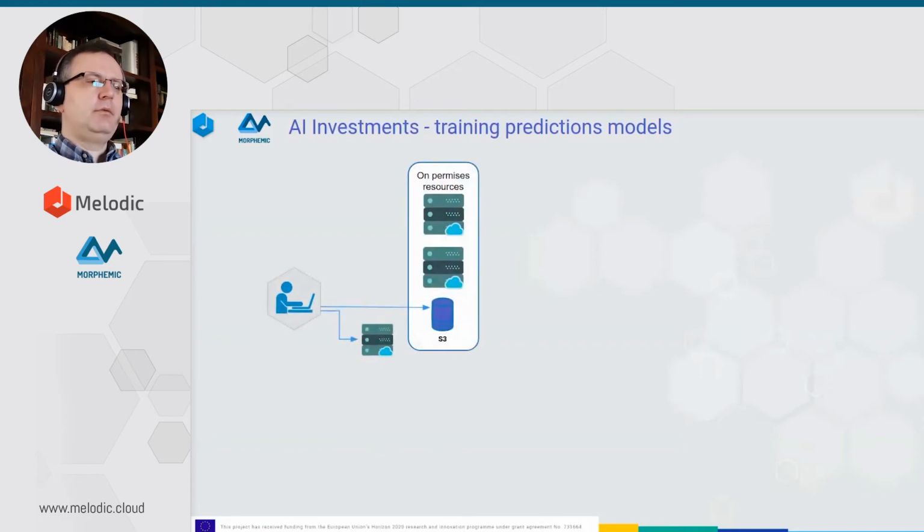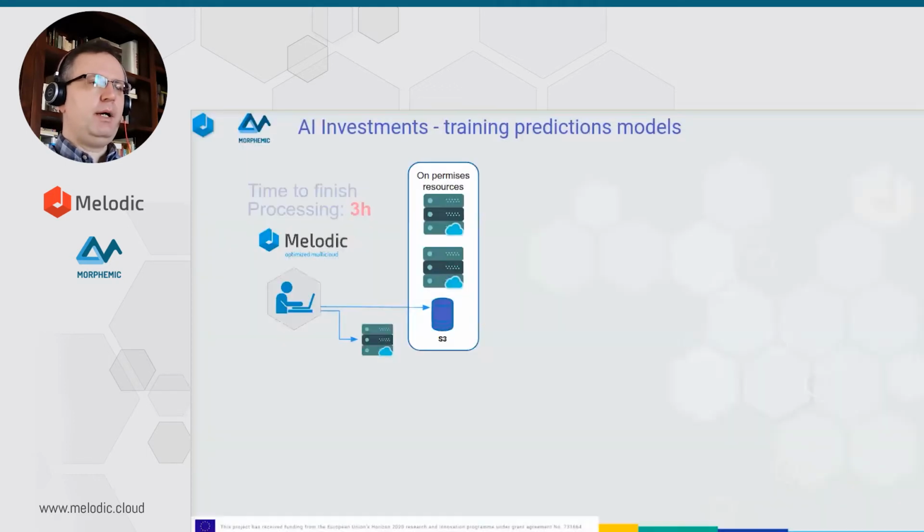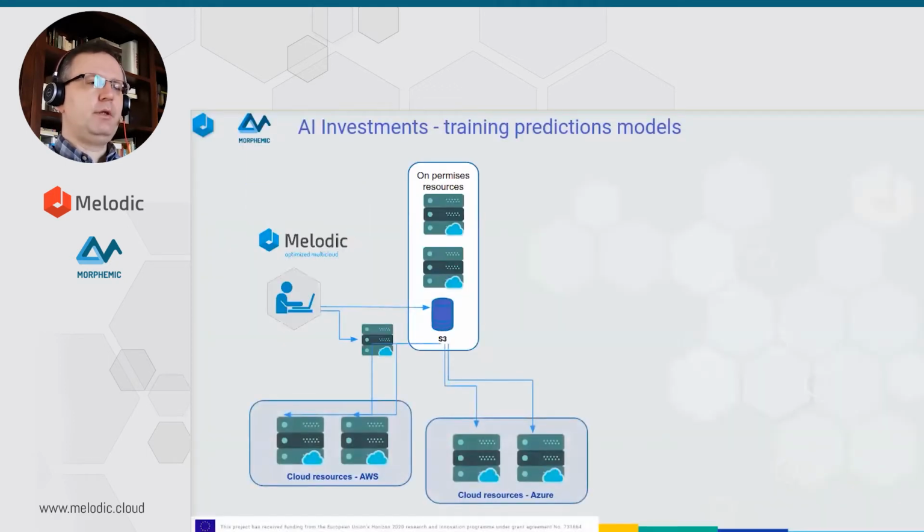So the investment analyst in the AI starts to train the models using on-premises resources because they are already present, so they can be used. But if Melodic determines that the on-premises resources take too long, for example 3 hours, then additional cloud resources are deployed and the number of workers is increased.